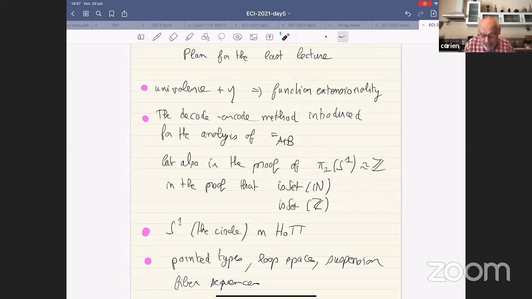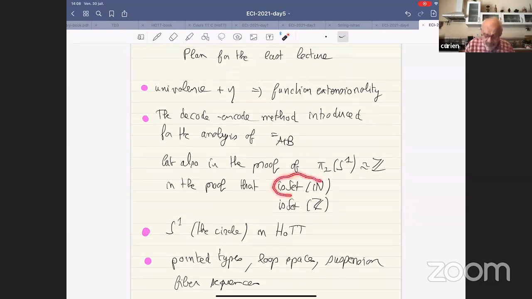Then, of course, I will need to introduce type-theoretically what the integers are, because so far we have only seen the natural numbers. And at some point in the proof, we will also need to know that Z is a set. And actually, the fact that Z is a set relies on the fact that N is a set. And if we want to prove this, I will not do it in the course. It's one of the exercises. I think it's exercise number 16.